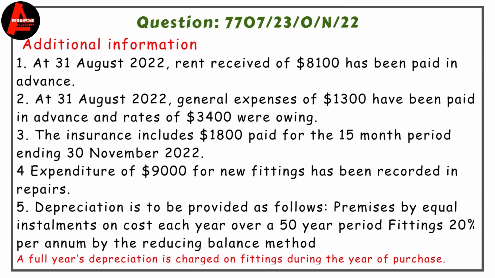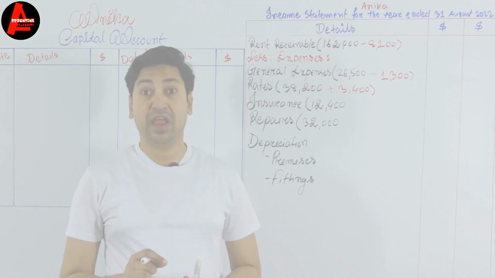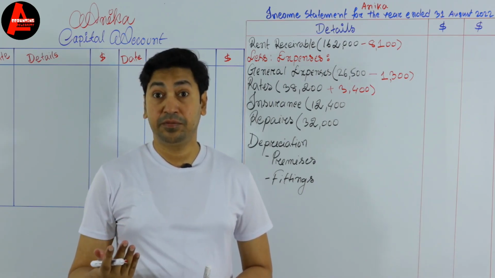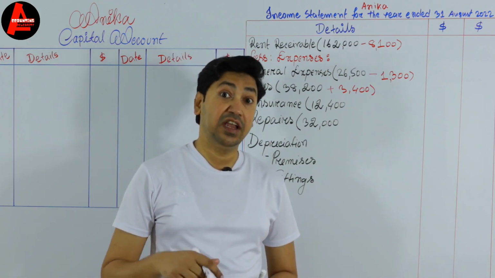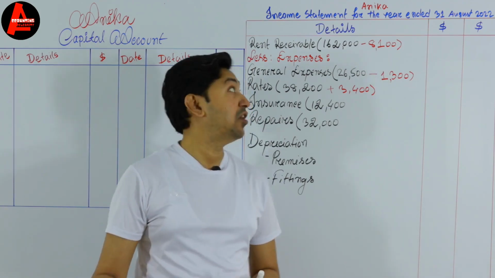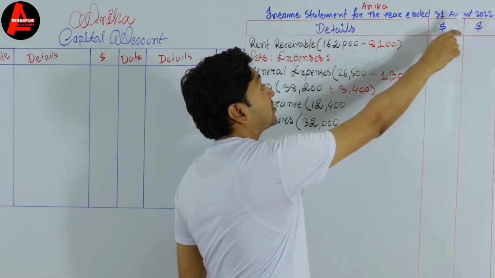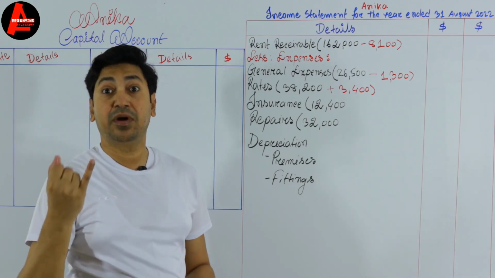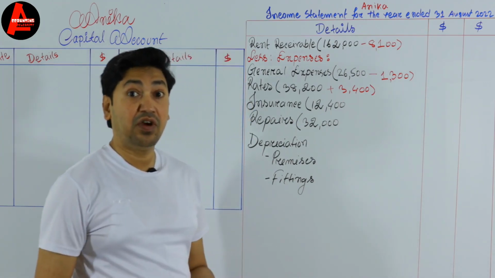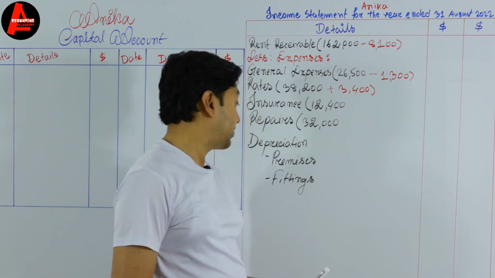Then we have here insurance, $12,400. Let us see our next adjustment. Number 3, the insurance includes $1,800 paid for a 15 months period ending 30 November 2022. If 15 months is not written in the question, still we will see for how many months this insurance expense is paid in advance. We are doing this for 31st August 2022. So here September, October, November, these 3 months insurance is paid in advance. We already know advance payment must be subtracted from the respective expense.